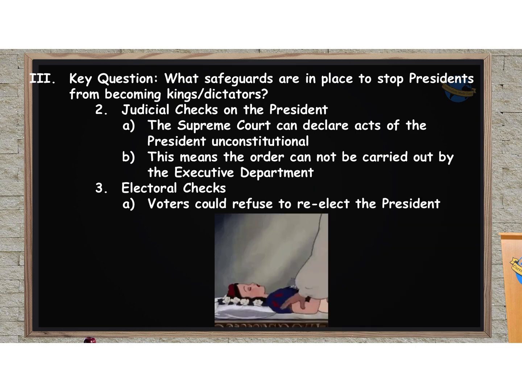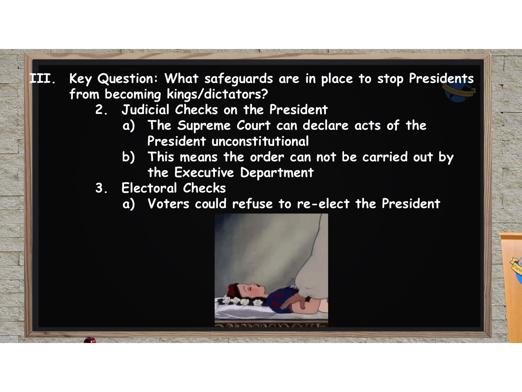There are also electoral checks against the president, though. Voters can refuse to re-elect the president. If they don't like what he's doing, when the next presidential election comes up, voters can actively just choose someone else, right? That is the power of popular sovereignty. Ultimately, we the people get to decide who gets to use the executive power. If we like what they're doing, we let them keep the power. If we don't, well, then we give it to someone else.